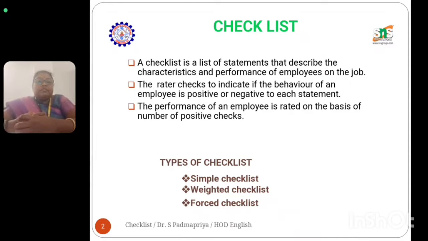There are different types of checklists. Here we are going to see three important types. One is the simple checklist, the second one is the weighted checklist, and the third one is the forced checklist.